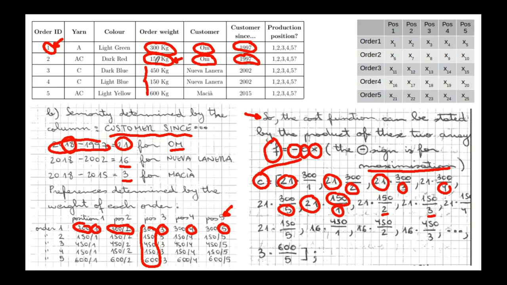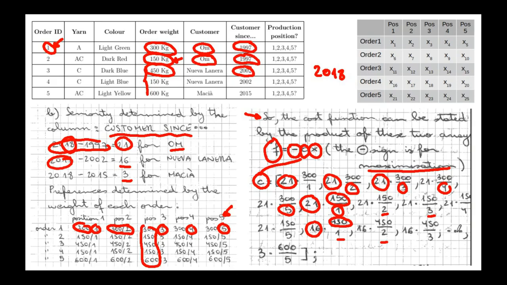What about the third? The third has a weight of 450, so that's the reason for this numerator in here. 1, 2, 3, 4, 5, it's absolutely the same. And what about this 16? This 16 is because we suppose we are in 2018, as I told you before. And here we have 2002, so if you make the difference, it is 16 years.